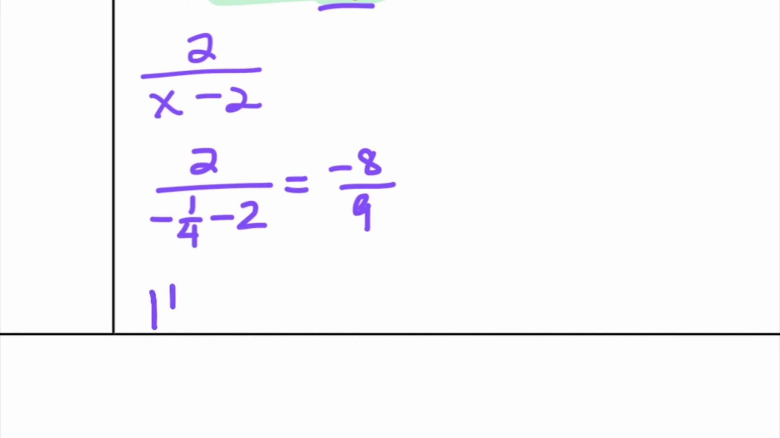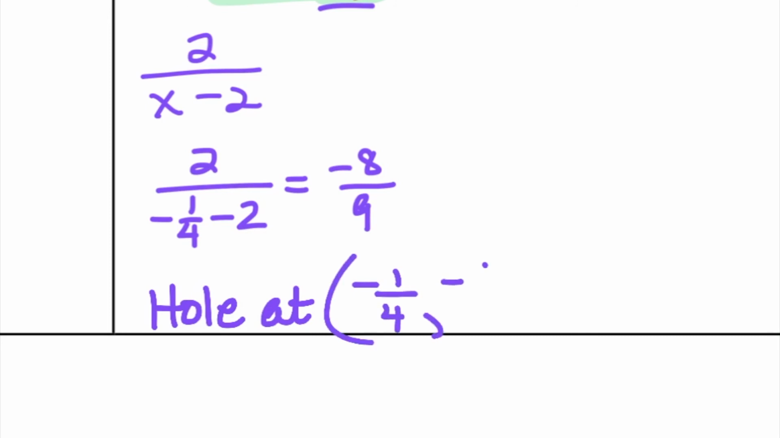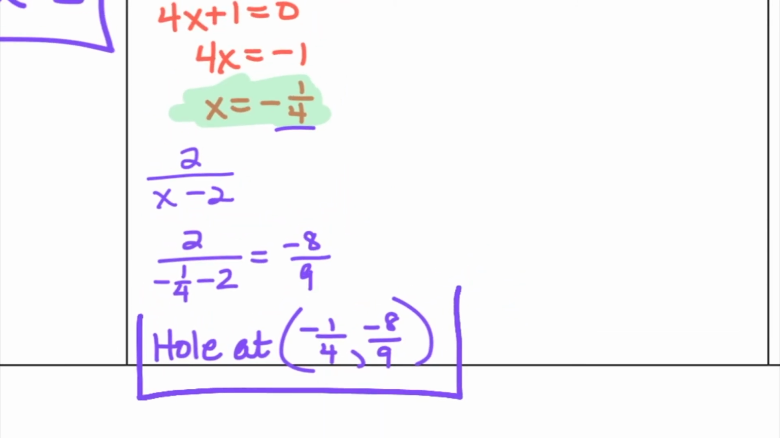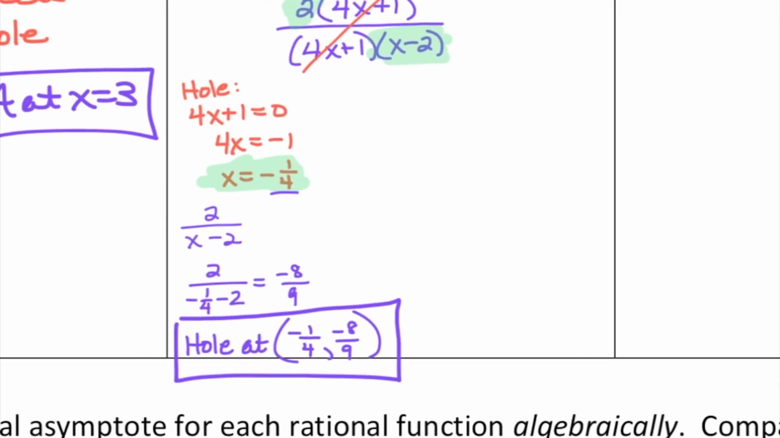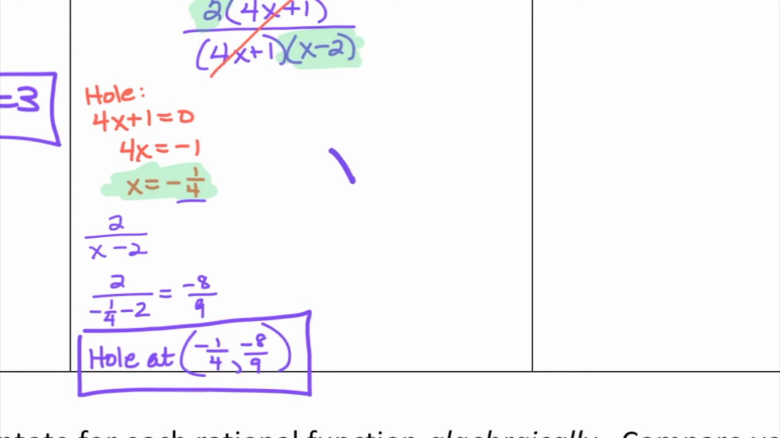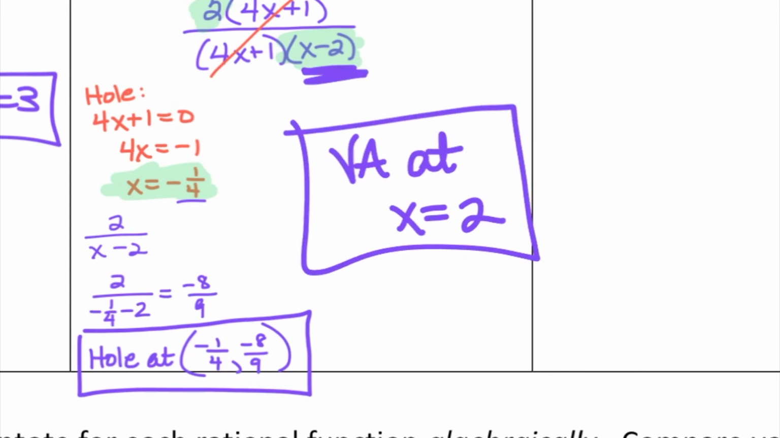And so my hole is at negative 1/4, comma, negative 8/9. Whatever's not a hole then is going to be a vertical asymptote. Whatever makes the denominator 0 and isn't a hole is a vertical asymptote. And therefore, in this question, you've got a vertical asymptote at x equals positive 2, and that's from this.